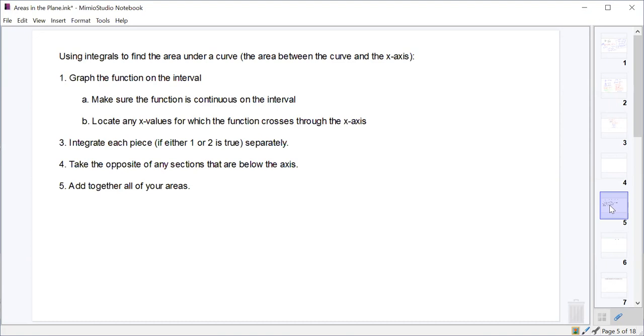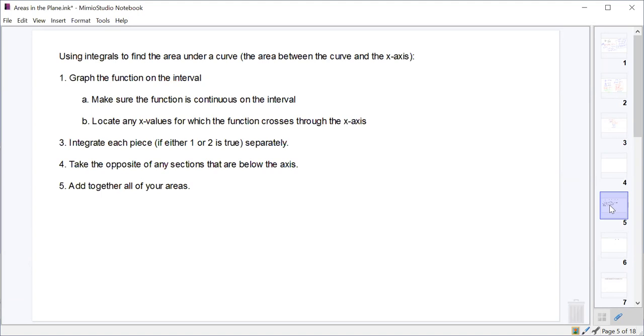So today, the new thing that we're going to start talking about is how to find areas, specifically the area, not just the integral of something, given some function that you've got in the coordinate plane. Okay.